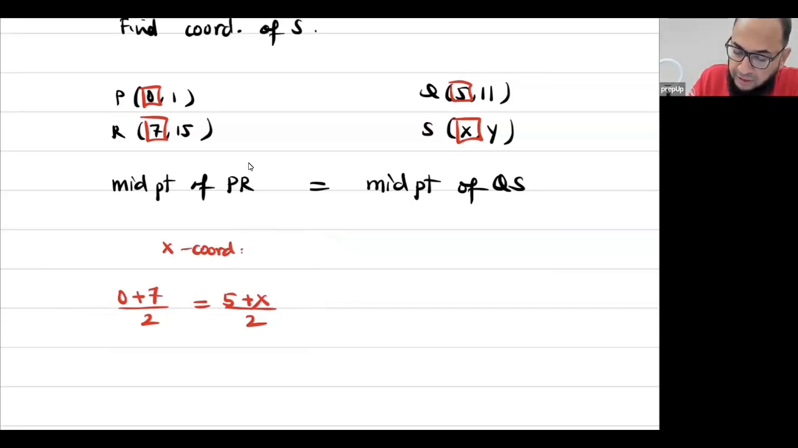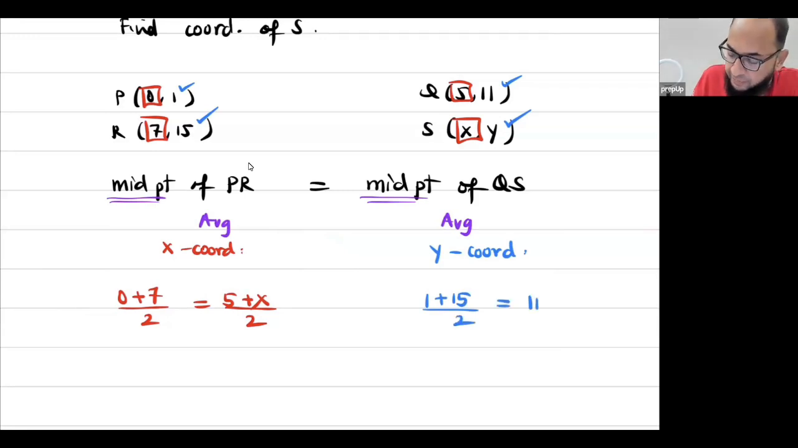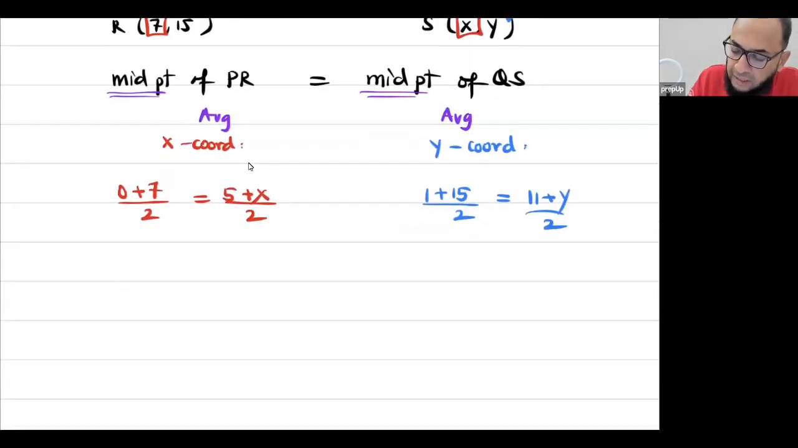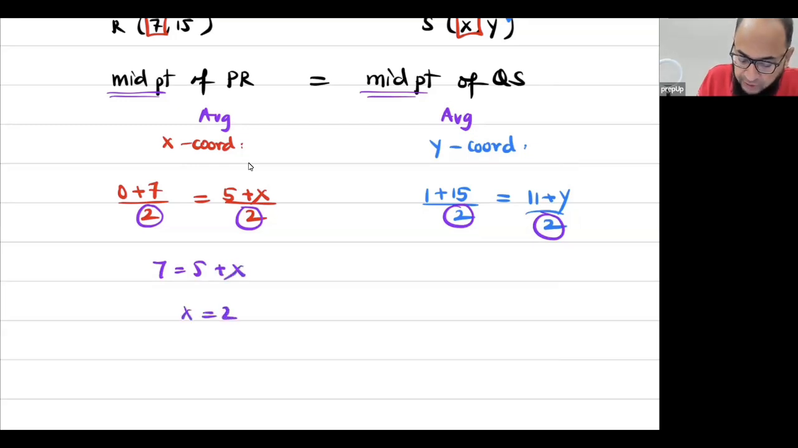And if I talk about the Y coordinates, this is 1, this is 15, this is 11, this is Y. So let me write average over here, because average is related to midpoint. I'll write 1 plus 15 divided by 2 equals 11 plus Y divided by 2. Now the good thing is, the 2s cancel out. So 7 is 5 plus X, therefore X comes out to be 2. And 1 plus 15 is 16, which is 11 plus Y, so Y comes out to be 5.